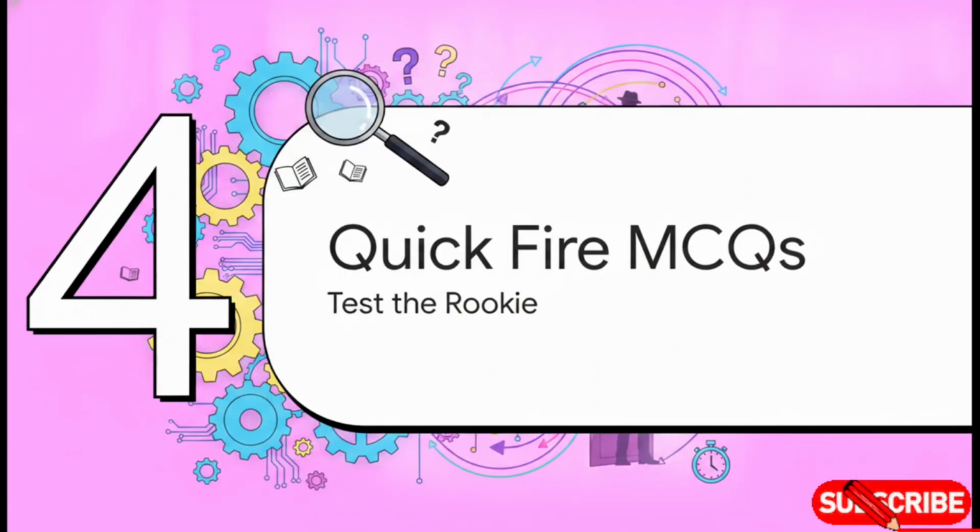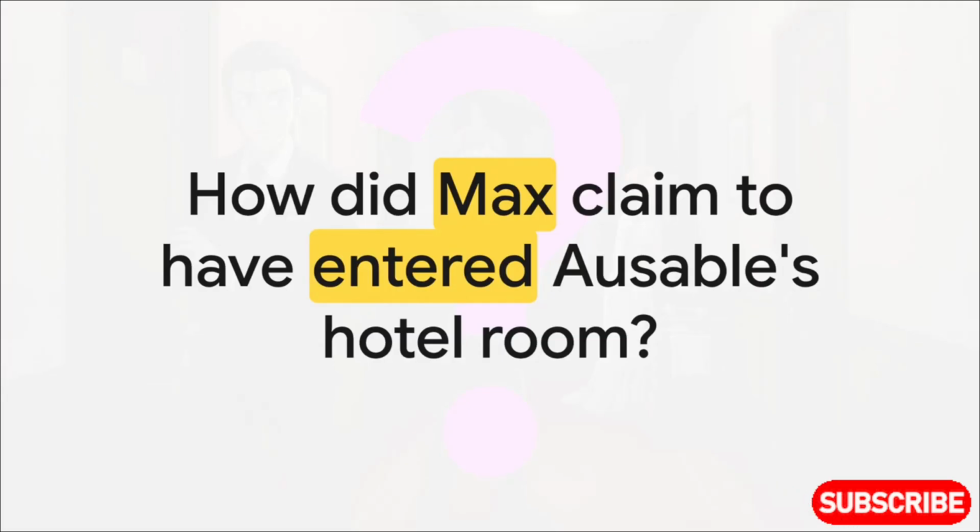Section 4. Quick-fire MCQs. Test the rookie. It is time for some rapid-fire exam prep. Let's see how closely you've been paying attention. Okay, here's a classic plot detail question you are super likely to see on your multiple choice section. How did Max claim to have entered Ausable's hotel room? Was it the window, the balcony, something else?